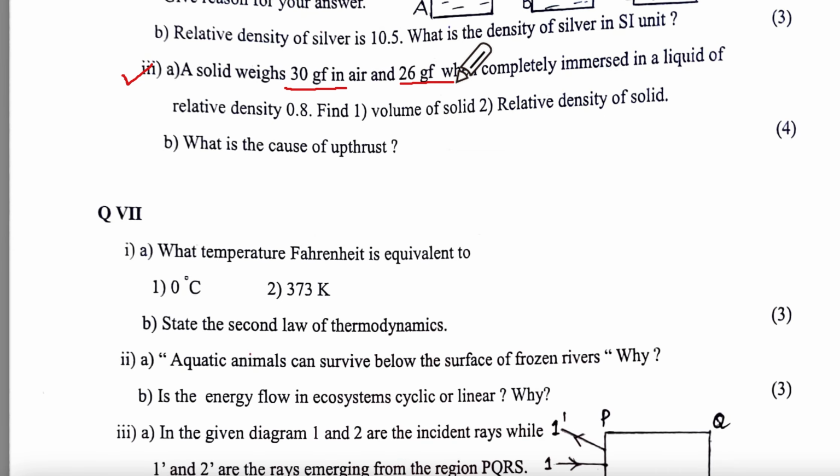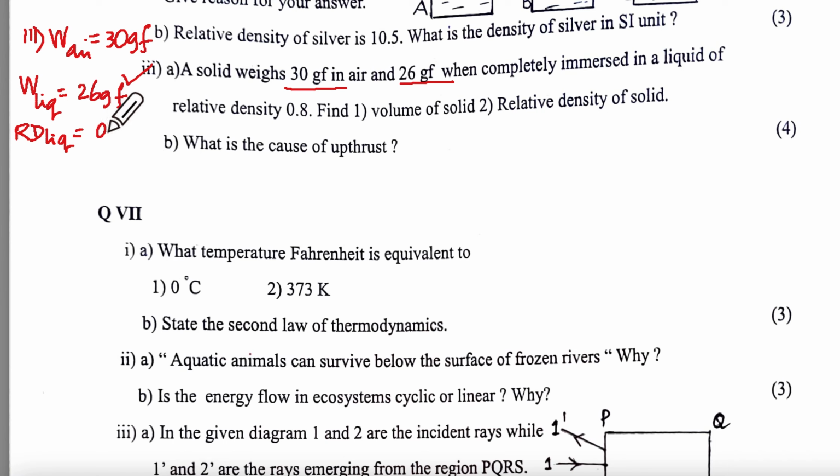Weight in air, weight in liquid, find the volume of solid. What will be the first thing to write? W air. How much is it? 30 gf. Then we have W liquid is 26 gf. They are saying the relative density, RD of liquid is 0.8. Find number one, volume of solid.